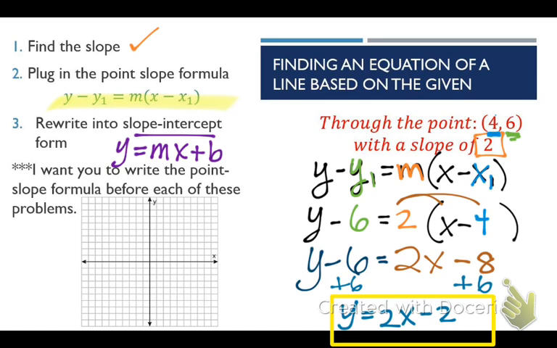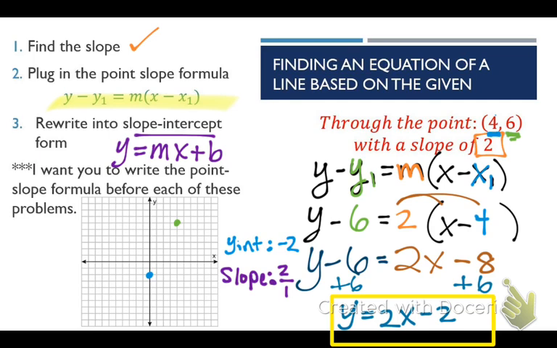We want it to go through the point 4, 6. 1, 2, 3, 4, 1, 2, 6. So here's the point we want it to go through. To graph, you start with the y-intercept. What is the y-intercept here? Look at our formula. Negative 2 is your y-intercept. So negative 2. And then what is my slope? 2.